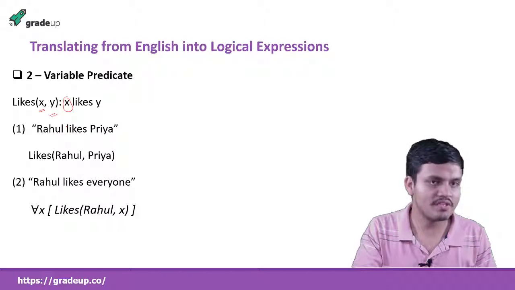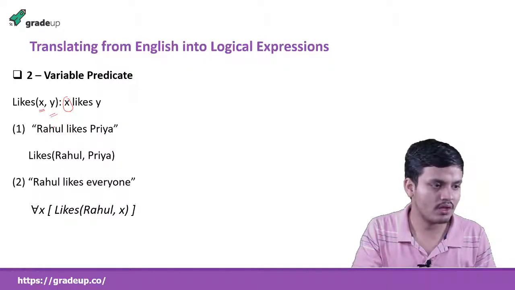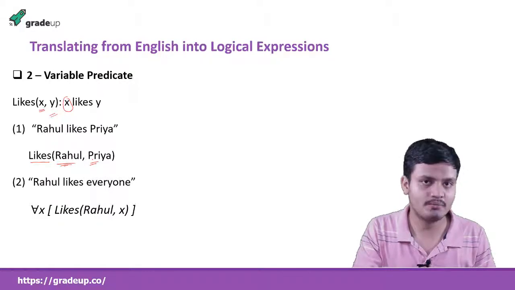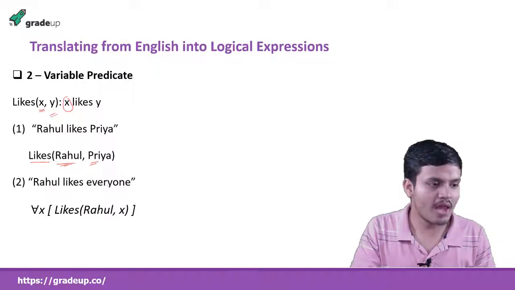Okay, now we will see more examples. Rahul likes Priya. Who likes? Rahul. So how should I represent this statement? Likes(Rahul, Priya). So Rahul should be here and Priya should be here. You cannot interchange them. That is important. Now see the second statement. Rahul likes everyone.